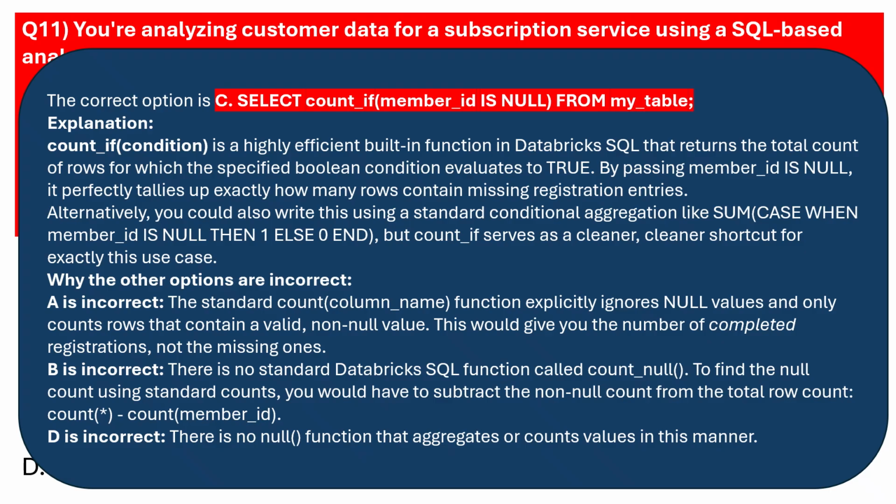Alternatively, you could also write this using a standard conditional aggregation like SUM, case when member_ID is null then 1 else 0. But count_if serves as a cleaner shortcut for exactly this use case.